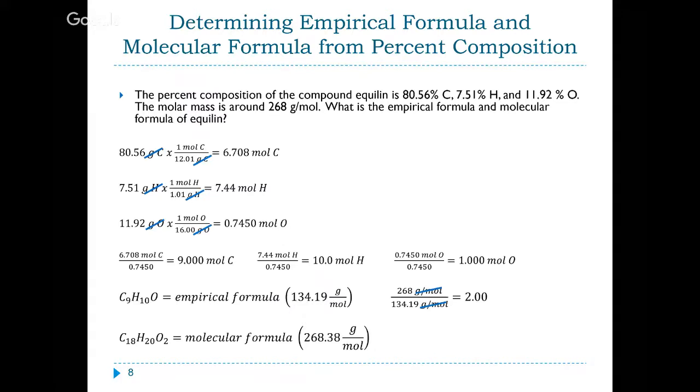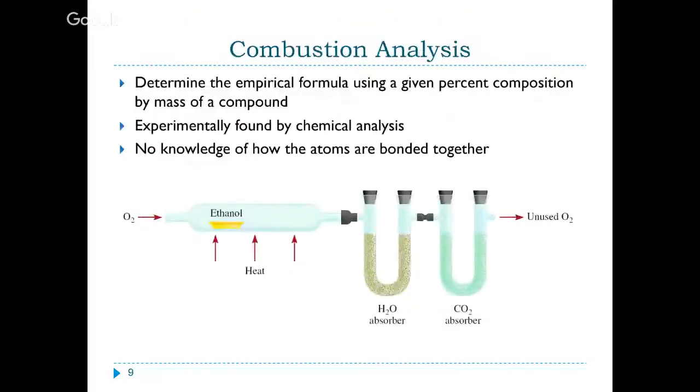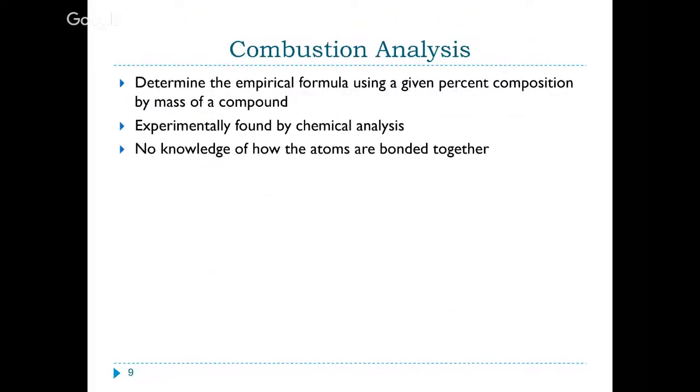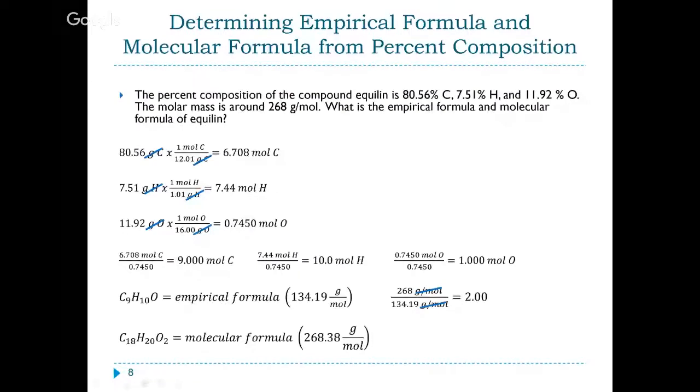So the first thing that we do is we assume that we have 100 grams of this substance. So that we can say that if I have 100 grams, then that means I have 80.56 grams of carbon, 7.51 grams of hydrogen, 11.92 grams of oxygen. You can assume any starting mass, but I like to keep things simple. So if we assume 100, we can simply just change our percentages to grams. So the first step then that we take is converting into moles.